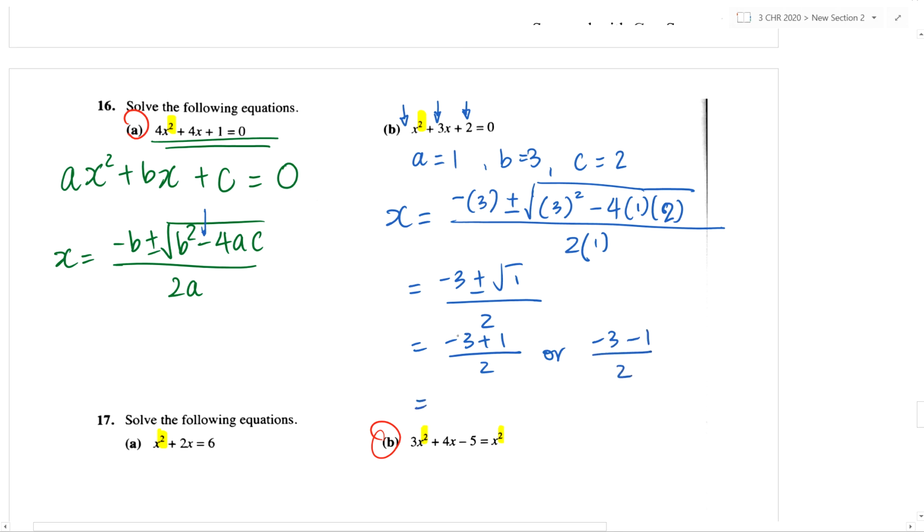On the left hand side, using your calculator, the answer is negative 1. On the right hand side, the answer is negative 2. So please try 16a.